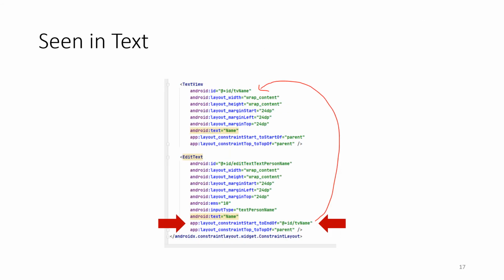So here we are looking at the result in code, and we see that the edit text has its layout constraints. Those attributes are seen at the bottom, and we see that the layout_constraintStart_toEndOf is equal to "@+id/tvName". So that is the ID that we gave to the text view. So it is constrained horizontally to the text view, which has an ID of tvName.